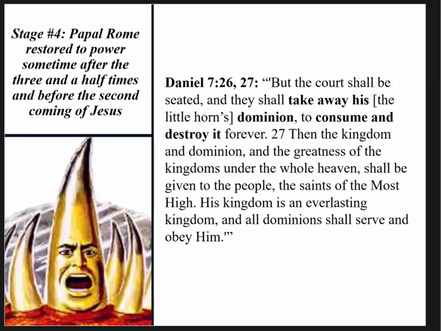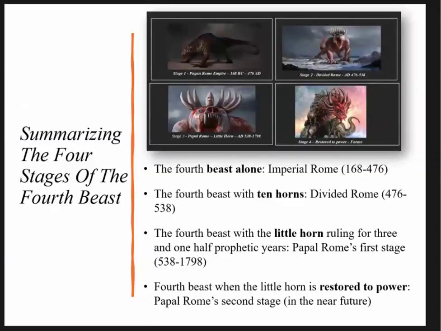So let's summarize the four stages of the fourth beast. The fourth beast alone is Imperial Rome. That's the first one. That is 168 BC to 476 AD. Then the fourth beast with 10 horns. That's the divided one. If you look at the statue, it is the 10 toes, right? So that is divided Rome that began in 476 AD, which goes on till 538 AD.